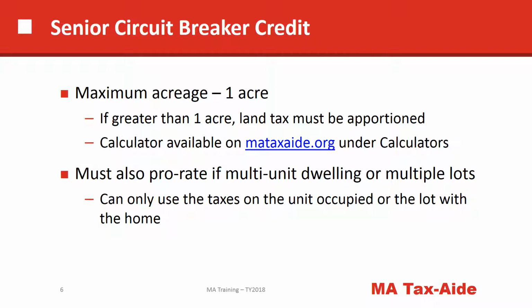You also have to prorate if it's a multi-unit dwelling or multiple lots. So sometimes you'll see a taxpayer come in with their lot and with the house on it, and then an adjoining lot that maybe is not developed. You can only use the taxes on the lot with the principal residence on it. You can't use the total real estate taxes for both lots. Now, if they're itemizing on the federal side, they can certainly deduct the property taxes for both units, but for the purposes of the circuit breaker, you can only do the lot on which their primary residence is.